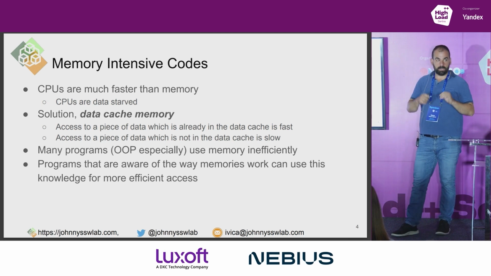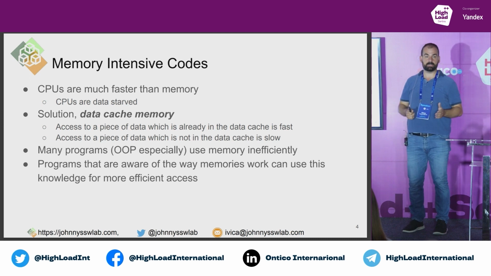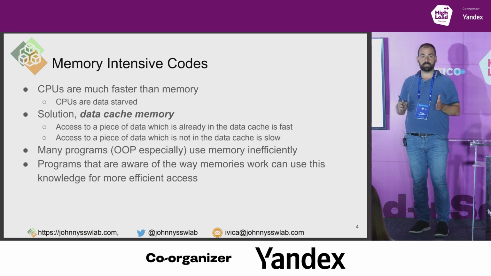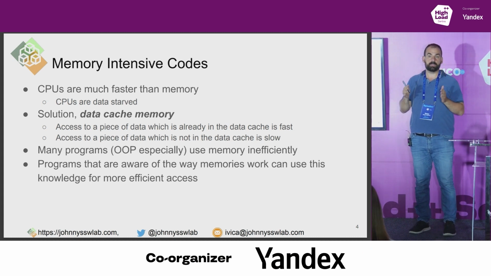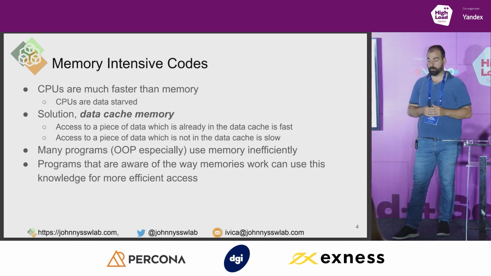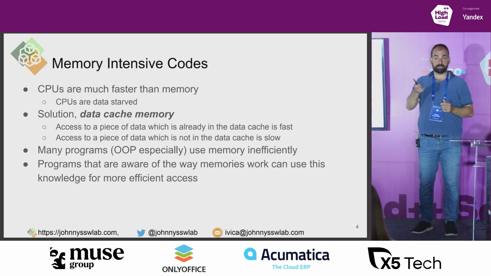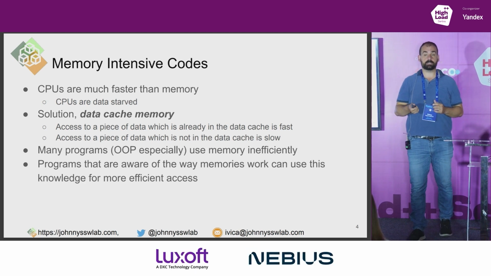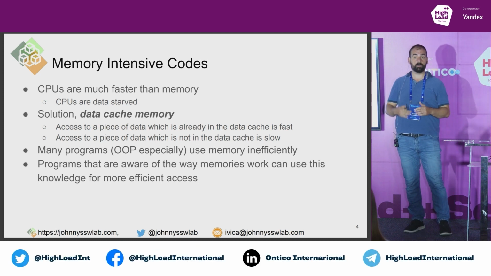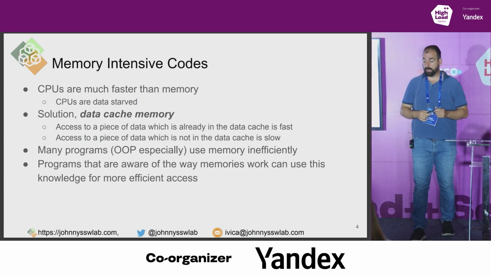So a short introduction about the memory subsystem. The memory subsystem consists of memory, which is outside of the CPU, and data caches. Data caches are smaller than the memory, and they hold parts of the data that is accessed most frequently. If a piece of data is in the data cache, access to it will be fast. If the piece of data is not in the data cache, access to it will be slower because the piece of data needs to be fetched from the main memory.